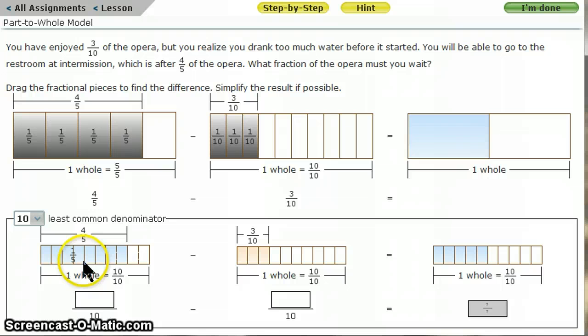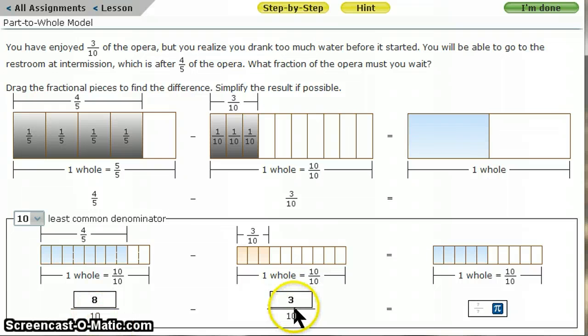Now I have to rewrite 4/5 as tenths. 4/5 is twice as many tenths because there are 2/10 per fifth. So I'm going to have 4 times 2, or 8, on top. Over here, it's already in tenths, so I just leave it as 3/10.